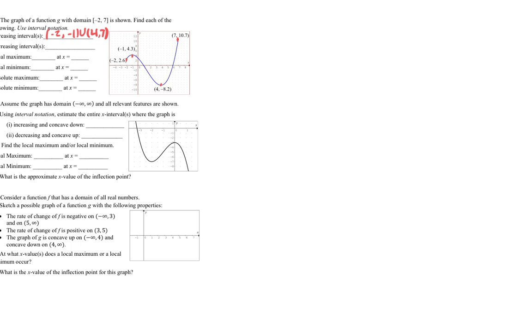Okay, and next we're looking at our decreasing intervals. Well, we're decreasing from here to here. So that is -1 to 4. So we're also going to use parentheses, -1 to 4.